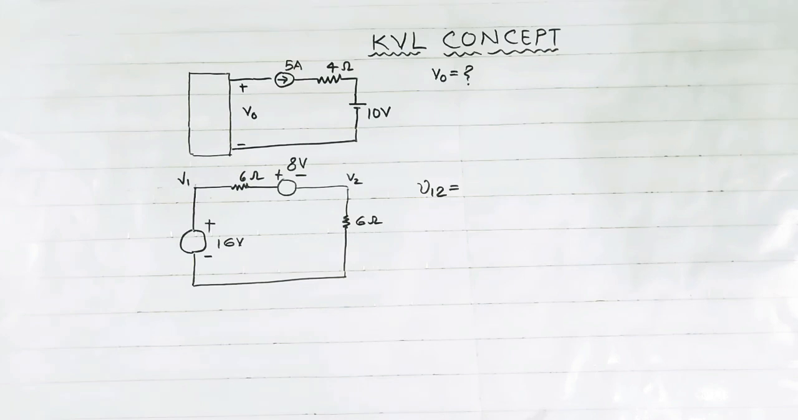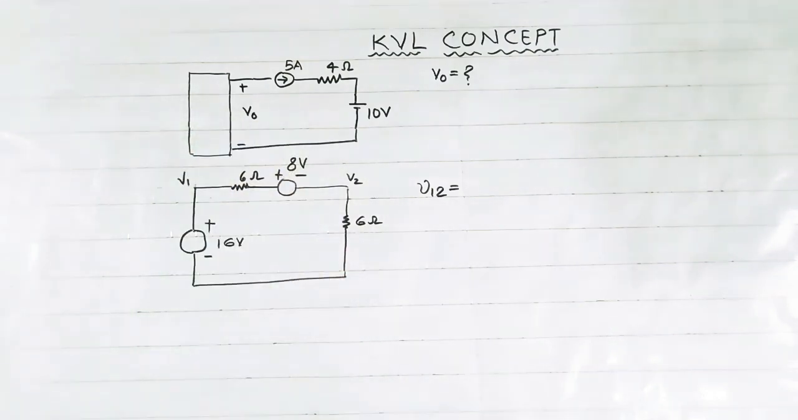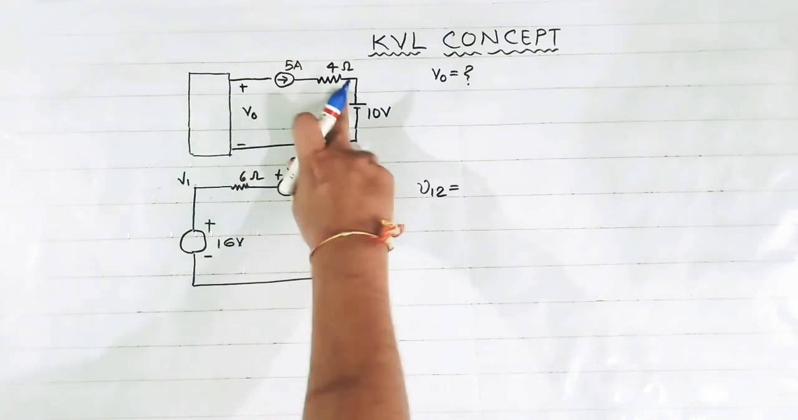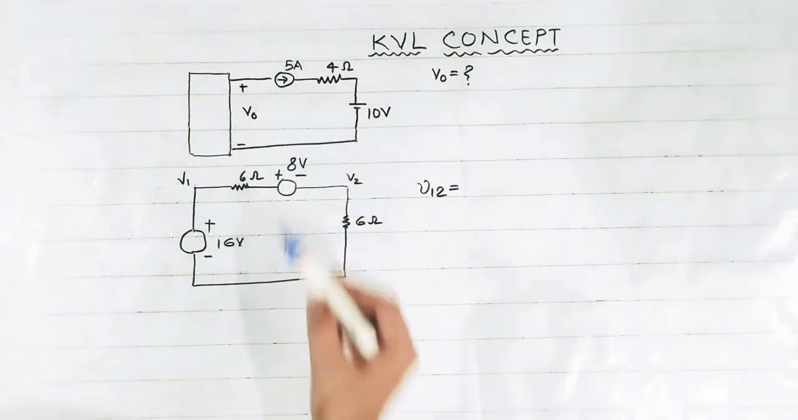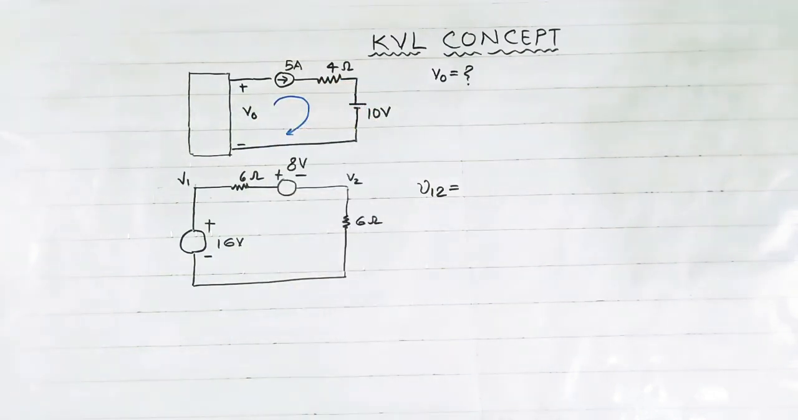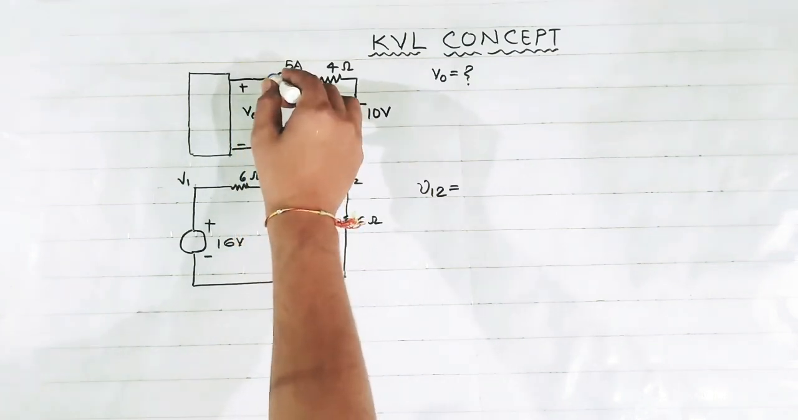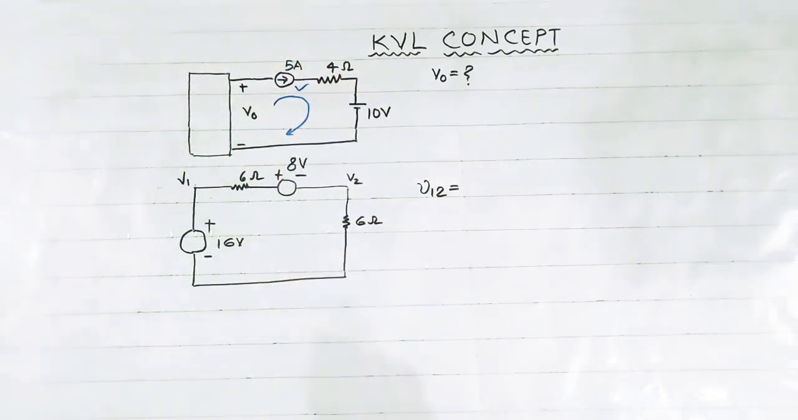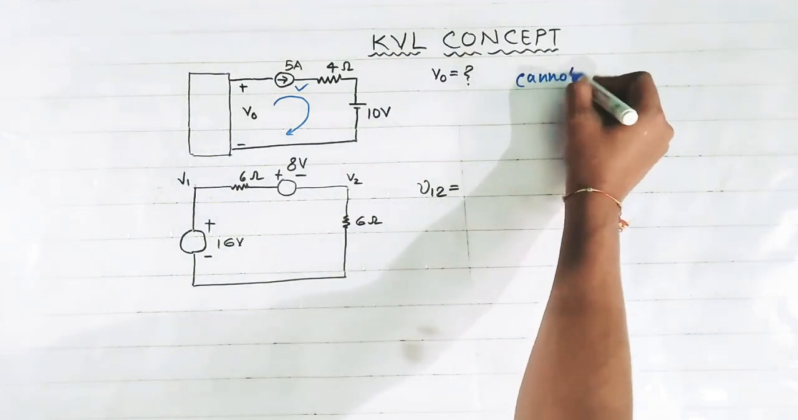Now see these two questions. This will clear your KVL concepts. The first question is, this circuit is given and we have to find voltage V0. This is a current source, this is a 4 ohm resistance and this is a 10 volt voltage source. Here we have to find V0. To find V0 we have to apply KVL in this loop. But we cannot apply KVL in this loop because this loop has this current source in the circuit. That's why we cannot find V0.